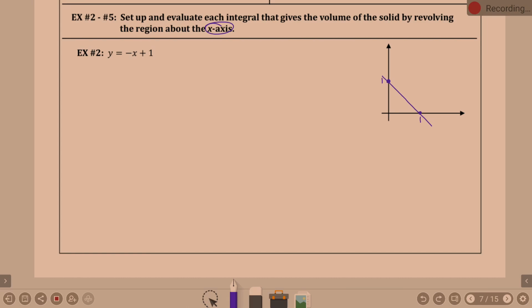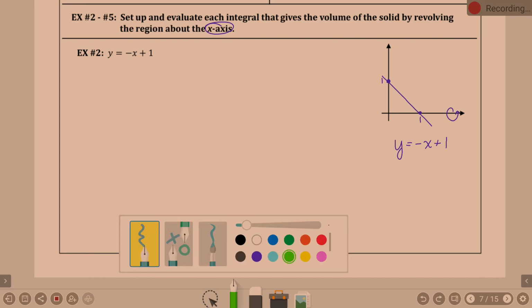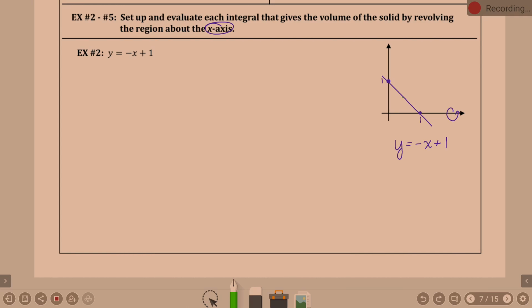Okay. Now, the idea here is they specifically tell us to rotate about the x-axis. You will often see me draw a little arrow around whatever I'm rotating around. It's just, if nothing else, a visual reminder like, okay, it's an x-axis problem. Now, with that in mind, our equation was y equals negative x plus 1, right? We are rotating about the x-axis, which means your rectangle is perpendicular to the x-axis, right? Because it's going to rotate about the x-axis. This is a height of y, if you will, right?